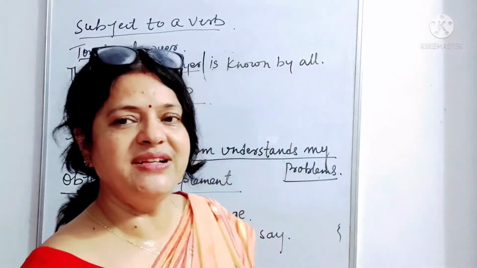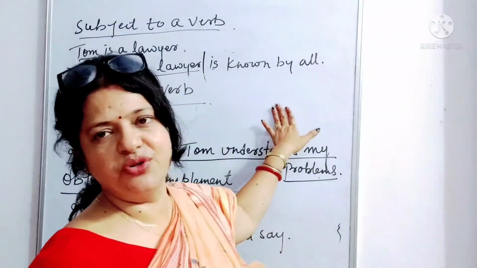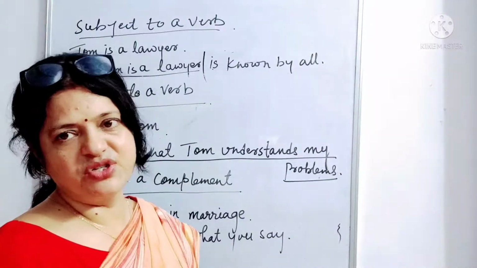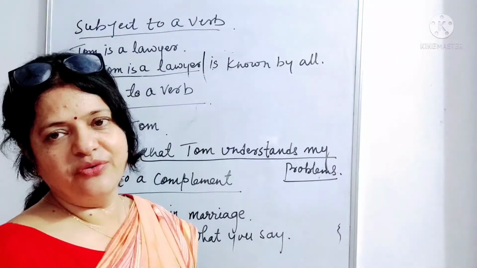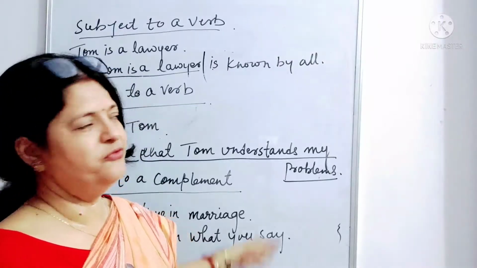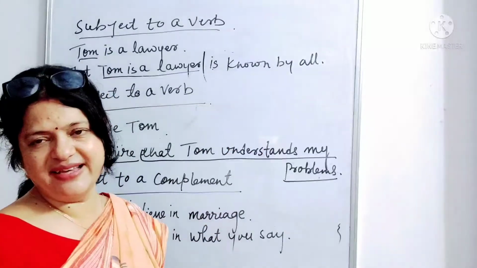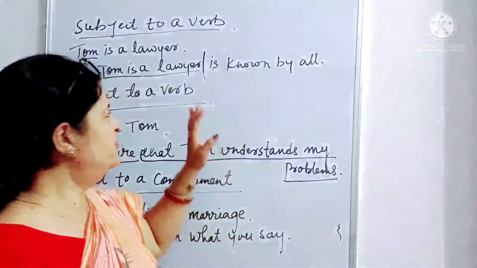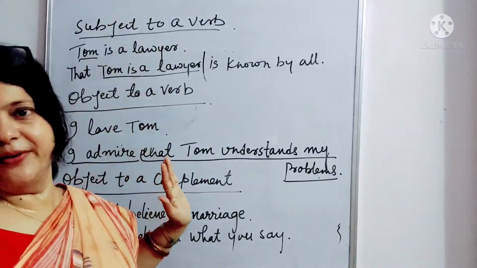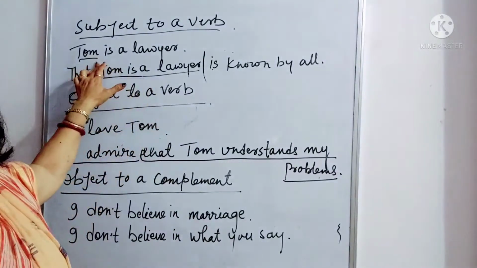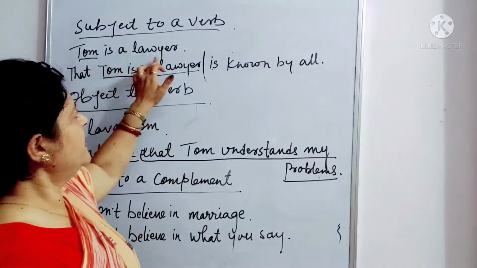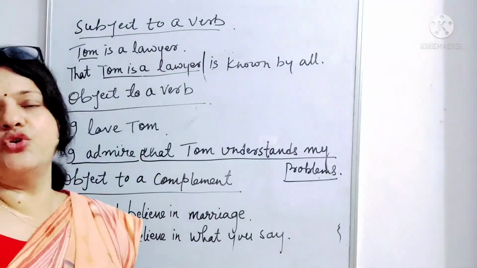Okay, so let's see the sentences. First of all I have written three works of noun: as a subject to a verb, as an object to a verb, as a complement to a verb. So first we will understand about these things and then there are two more works of noun that we'll do. So first let's understand subject to a verb. Noun, here it's working as a subject to a verb. Tom is a lawyer. The first sentence is: Tom is a lawyer.